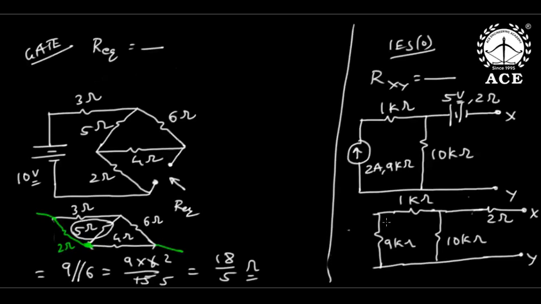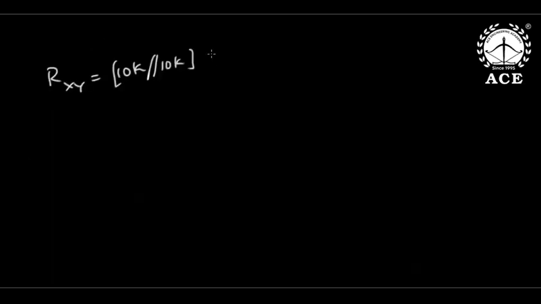So this R_XY will be this 10K in parallel to 10K. Yes or no? Because this 9 plus 1, 10K, 10K parallel, plus 2, another 2 ohms. So 10K, 10K parallel is 5000, 5K, plus 2. So the answer is 5002 ohms.